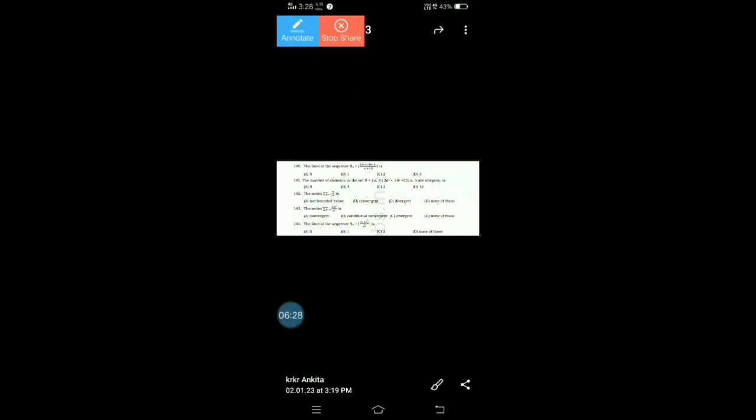Next, question number 143. The given series, sum n from 1 to infinity of n factorial into 2 raised to n upon n raised to n, is what? So we have un equal to n factorial into 2 raised to n upon n raised to n, and un plus 1 equal to (n plus 1) factorial into 2 raised to n plus 1 upon (n plus 1) raised to n plus 1. So we get un upon un plus 1 as 1 upon 2 into (1 plus 1 upon n) raised to n.